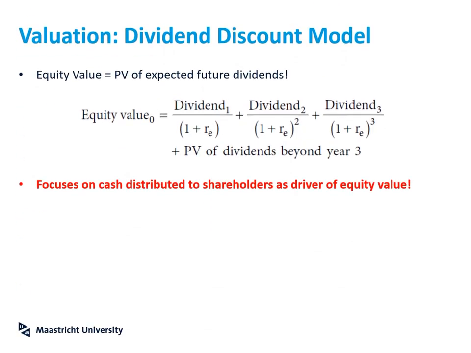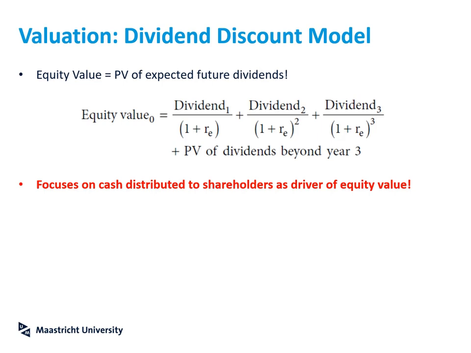And we already looked at this first dividend discount model, where we said that the equity value of the company today is a function of the future dividends. So we could determine the value of the company by discounting the dividends that we are receiving from this company at the appropriate discount rate. So this model focuses on the cash that is paid out to shareholders as a driver of equity value.